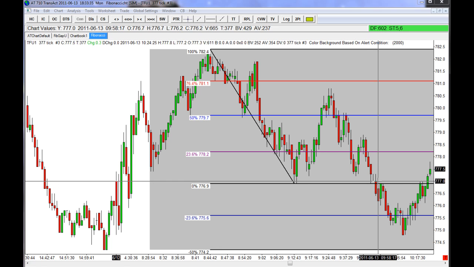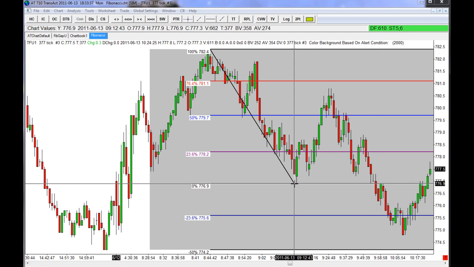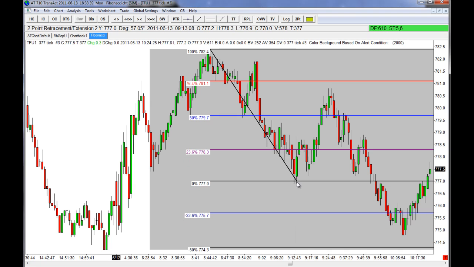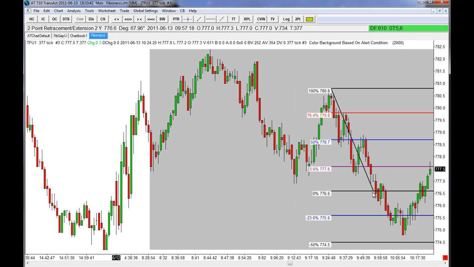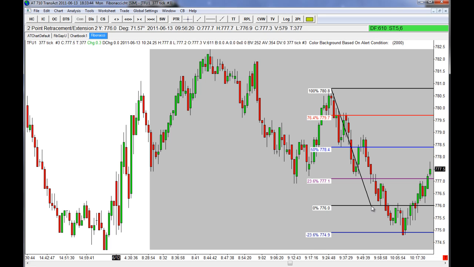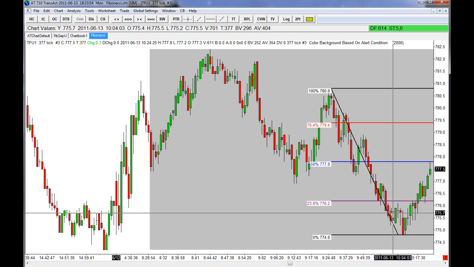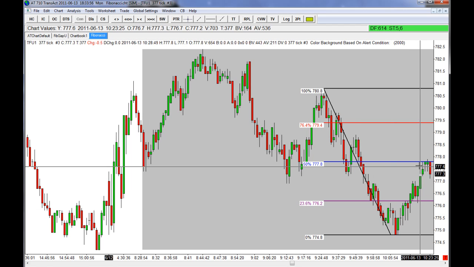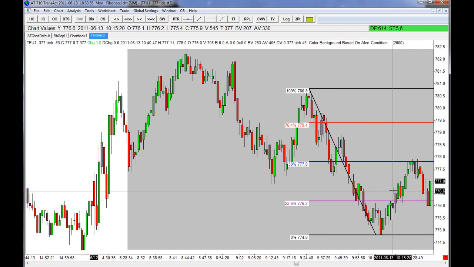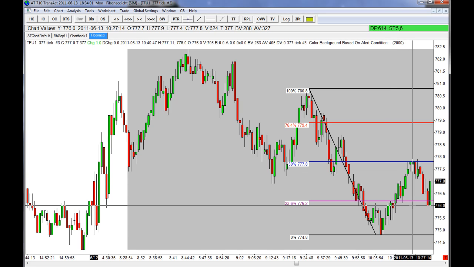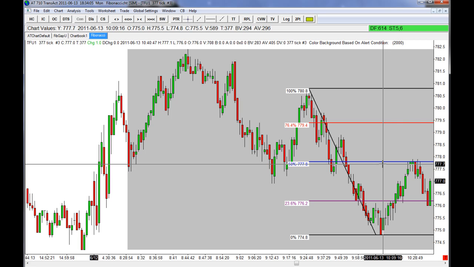Price then breaks through the 0% level here. So I'd be drawing a new fib from that high to this low. Okay, it trades through the 0% level to negative 23.6, then back up to the 0% level. Move my fib, get an entry here, 777.8, and get the target filled right here. Okay, so that would be 15 ticks.